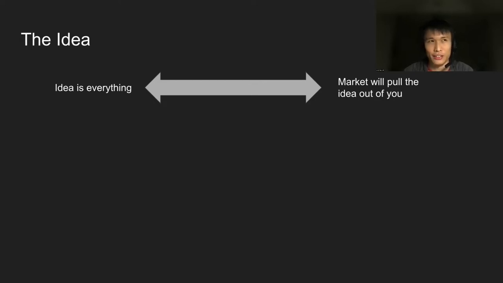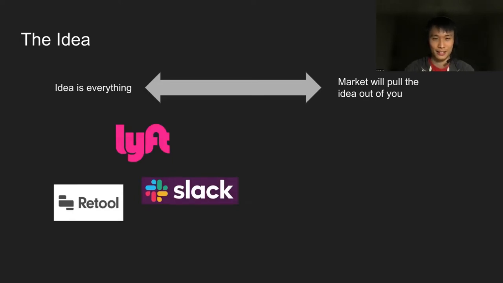This is very lean launchpad-ish, where you let the market, the customers, tell you what you're making, and eventually you refine your product to suit what the market tells you, and it might end up in a totally different spot from where you started. Actually, the icons are flipped, so all these startups here should be on the right side. So there are these two schools of thought, and you'll find plenty of examples that work either way.